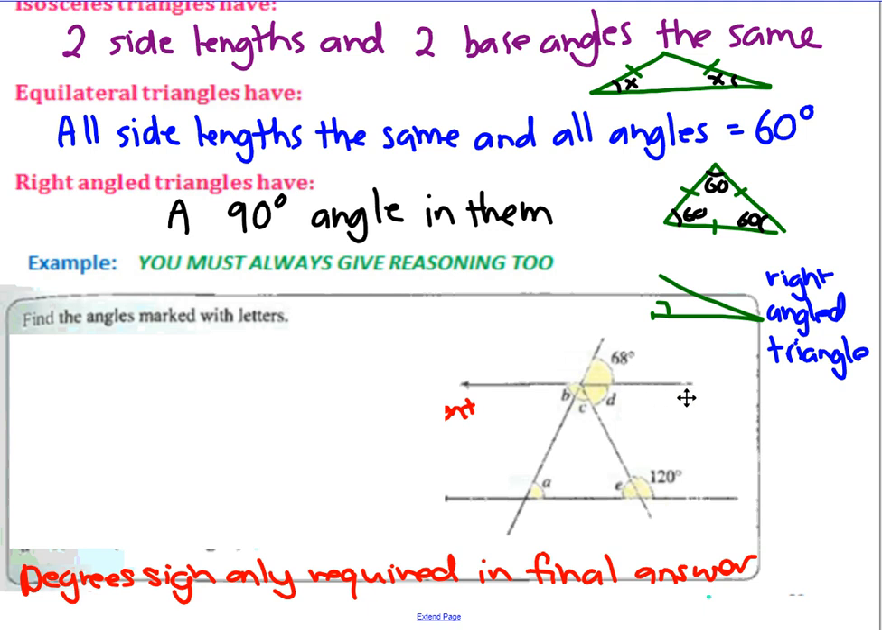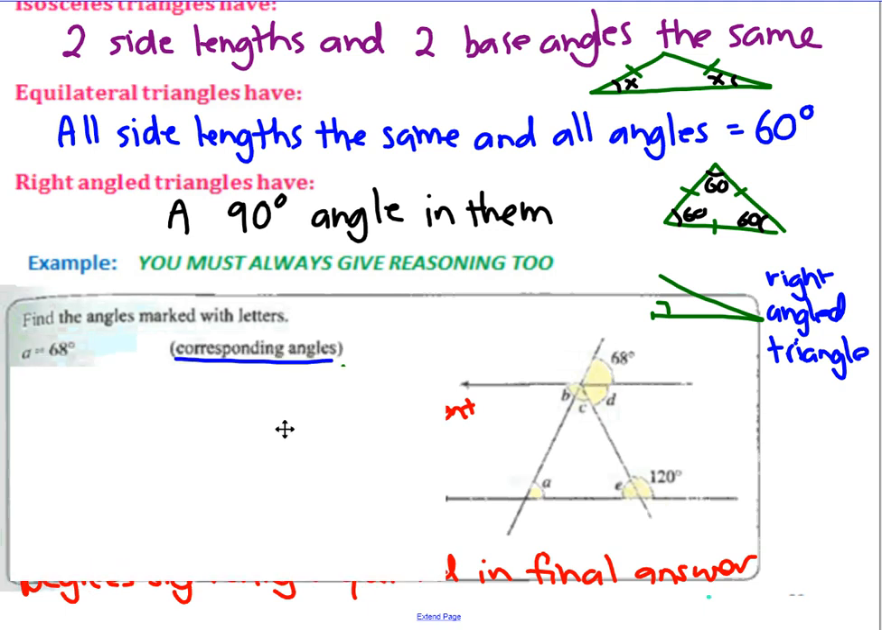See how we've got two parallel lines here? Two parallel lines here, and we have a transversal here, and we have a different transversal going on here. They're both transversals, so that's a transversal, and that's a transversal. These are the parallel lines. So A has a relationship with this one here. What's the relationship between 68 degrees and A? That's right, they're corresponding. So A equals 68 degrees. The reasoning is corresponding angles.